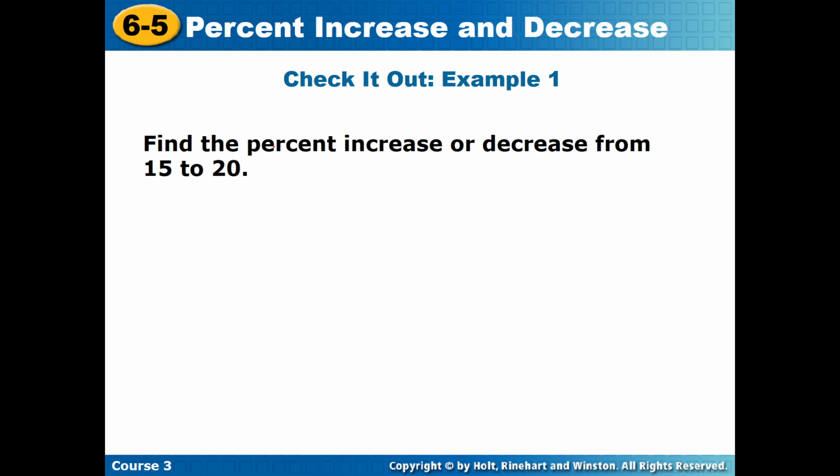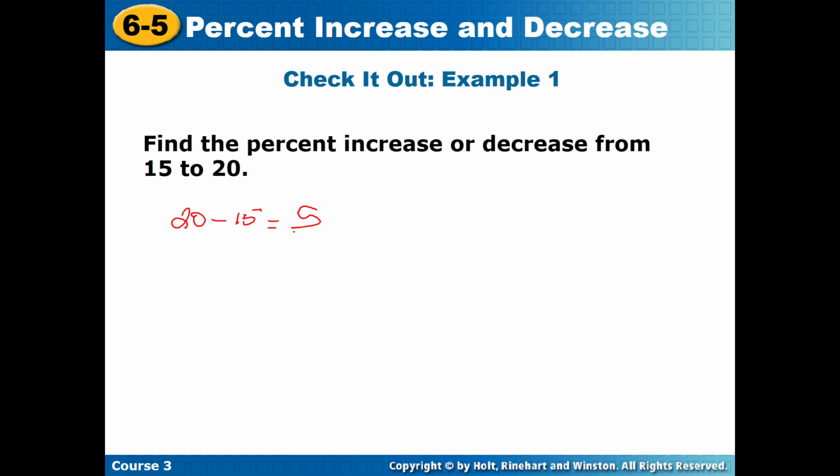So let's try another one here. It says find the percent of increase or decrease from 15 to 20. Like I said, the first thing that we do is we find the amount of change. So we do that by taking the big number and subtracting the small number from it. So what is 20 take away 15? That is correct, 5. So this is the amount of change.